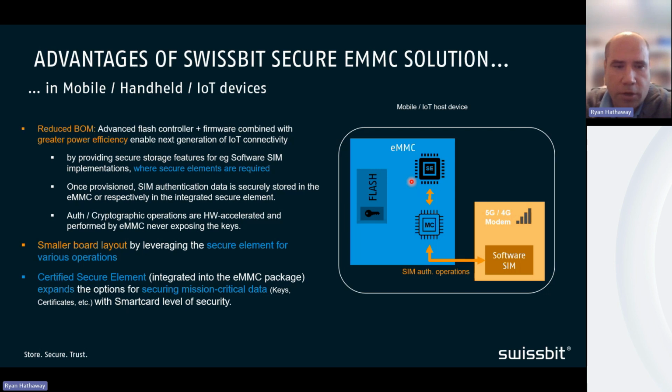You have a certified secure element. The data being transacted between the secure element and the eMMC, for example, private keys or public keys or encrypted data, you can't snoop, because there's no access point. It's all done within the eMMC, right? The eMMC never exposes the keys, for example.